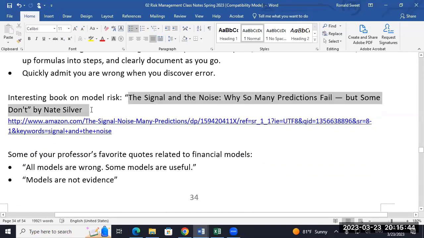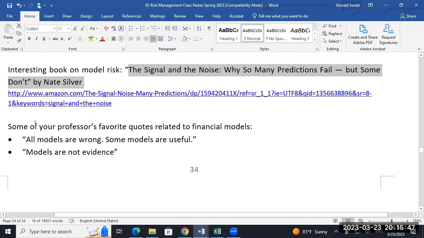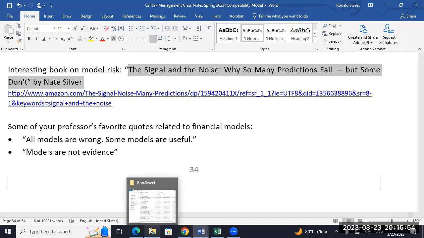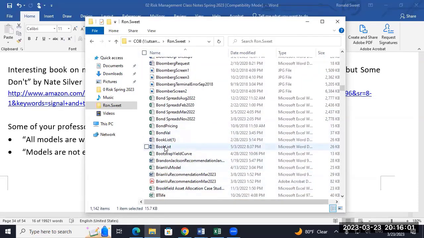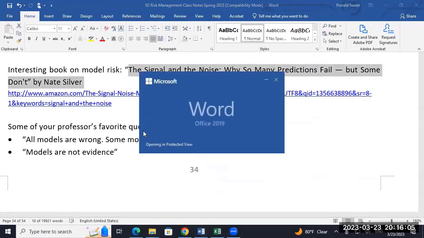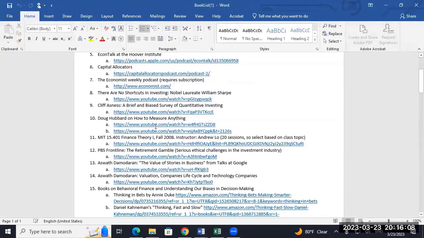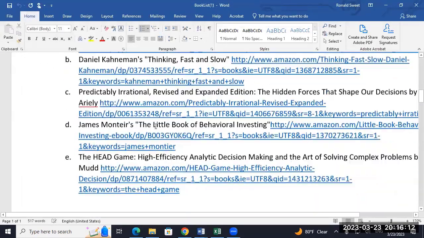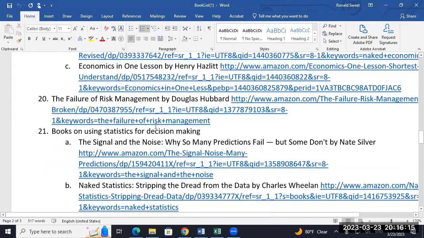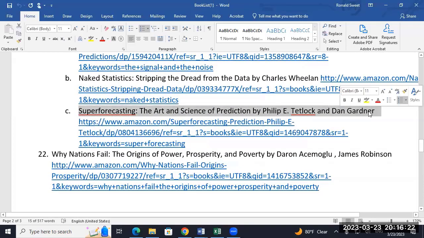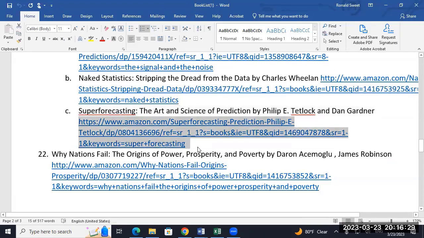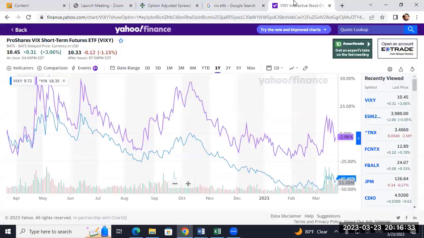The Signal and the Noise is a good book by Nate Silver. He talks a lot about modeling and what you can do. The other book I really do like, just a more current one, I know I've recommended this book before, but I do highly recommend this book here. Have any of y'all read this yet? Superforecasting. Really good book. I think every finance major, probably every actuarial science major should read this book.